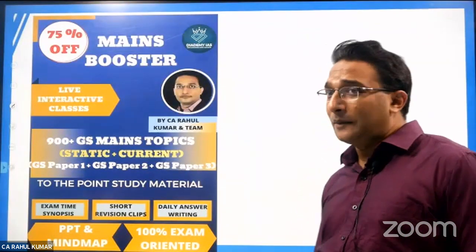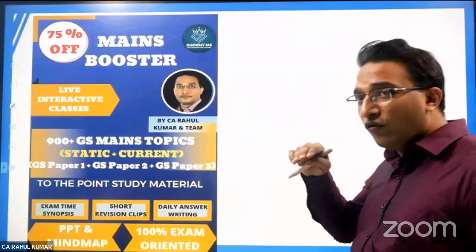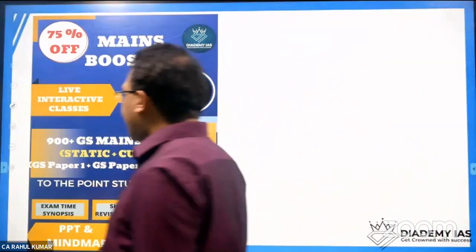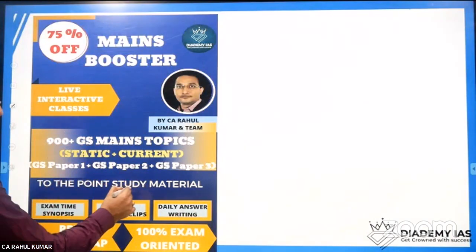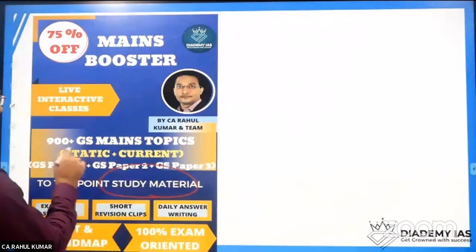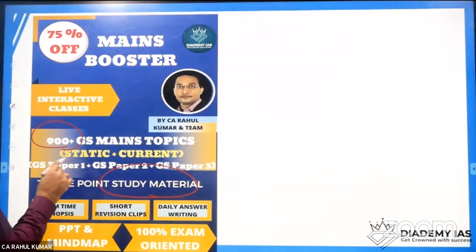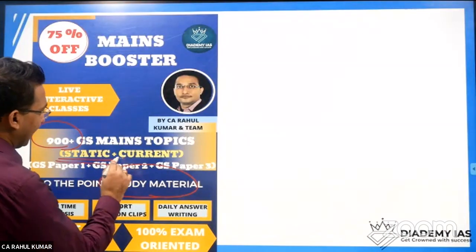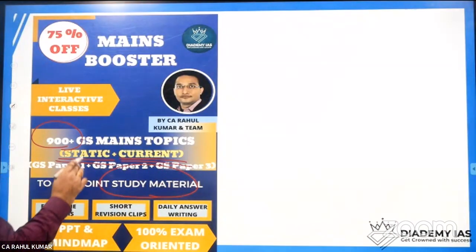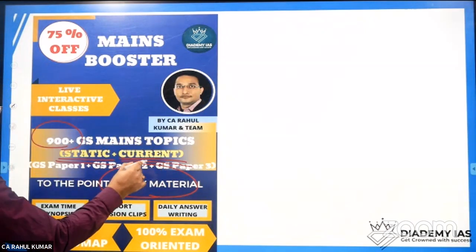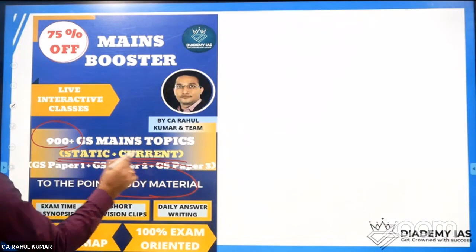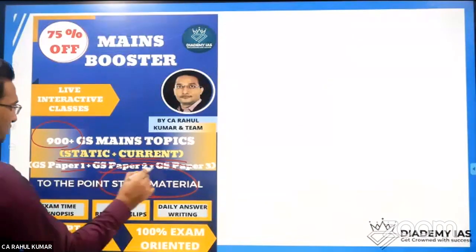This is our another wonderful program. If you don't know, let me tell you, this is for content development, and we will be providing live interactive classes and to-the-point study material on 900-plus topics. And very important, this covers both static and current portions. Normally only the static portion is covered, current is not covered, or current is covered, static is not covered, and we are covering both. And we are covering three papers: GS1, GS2, GS3.